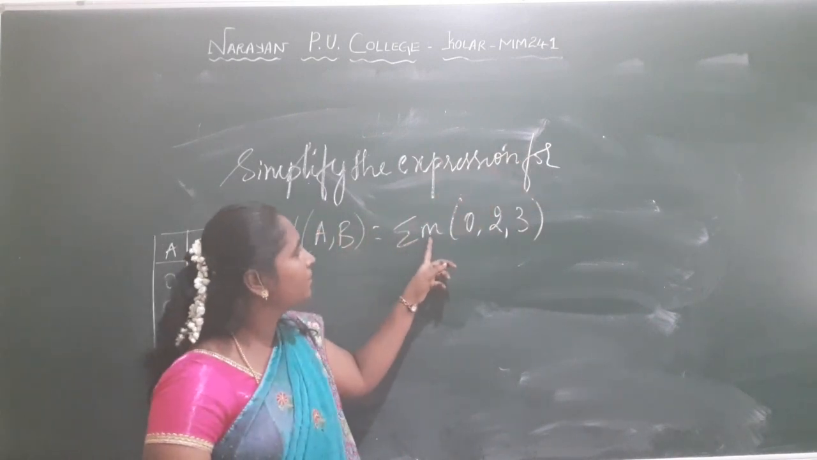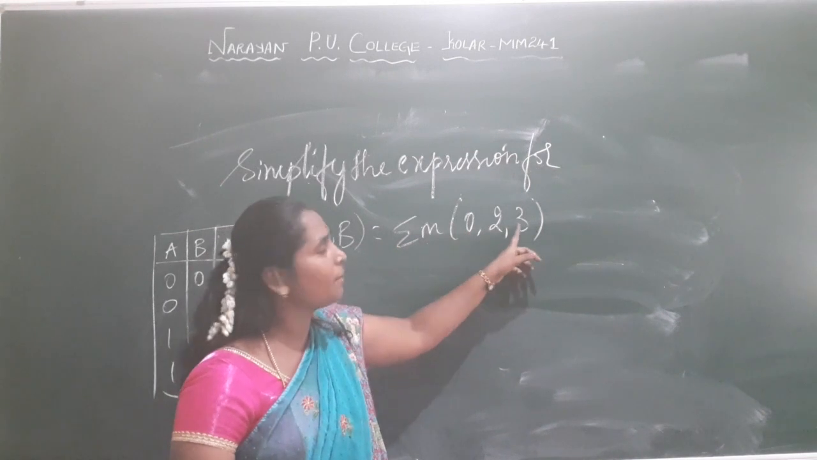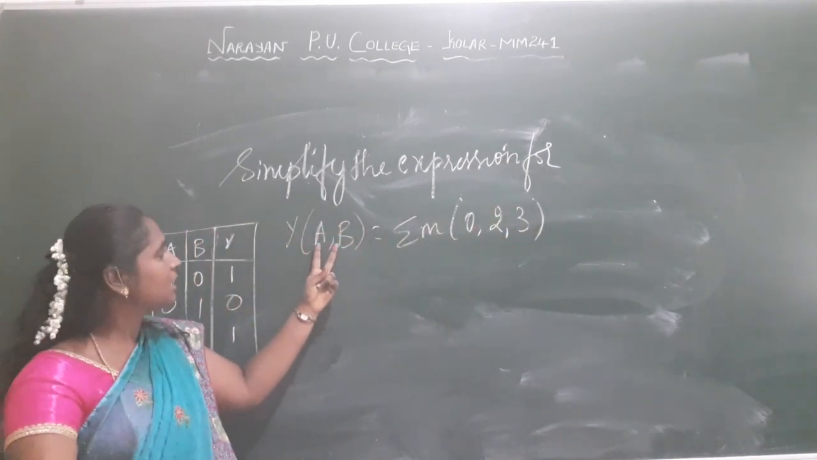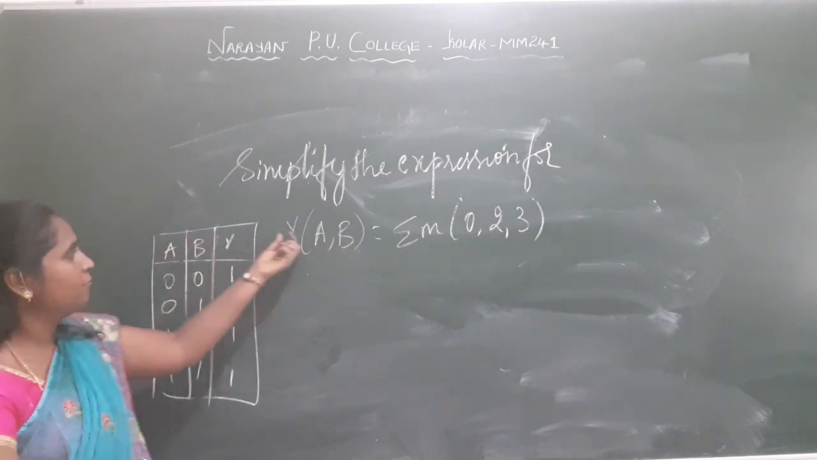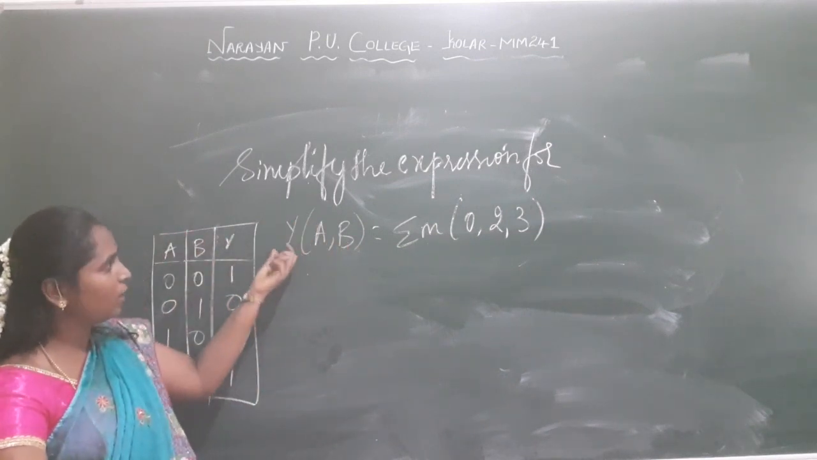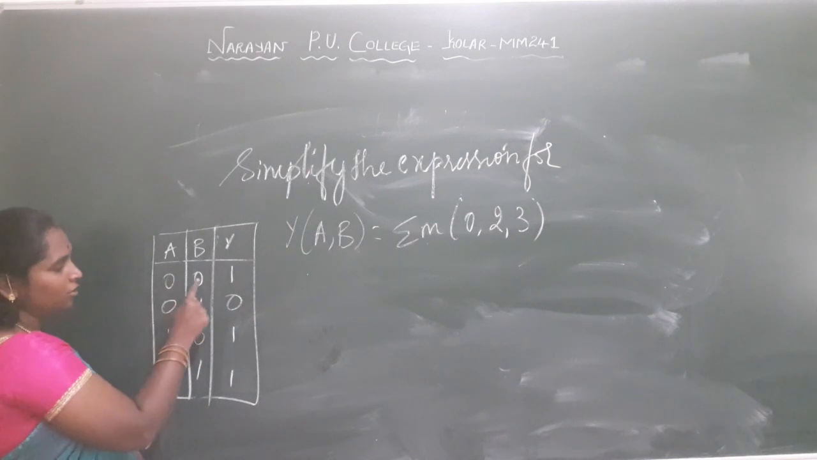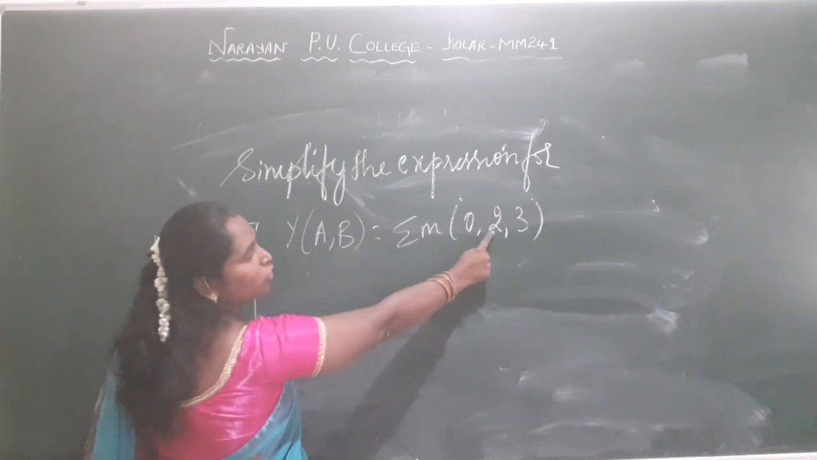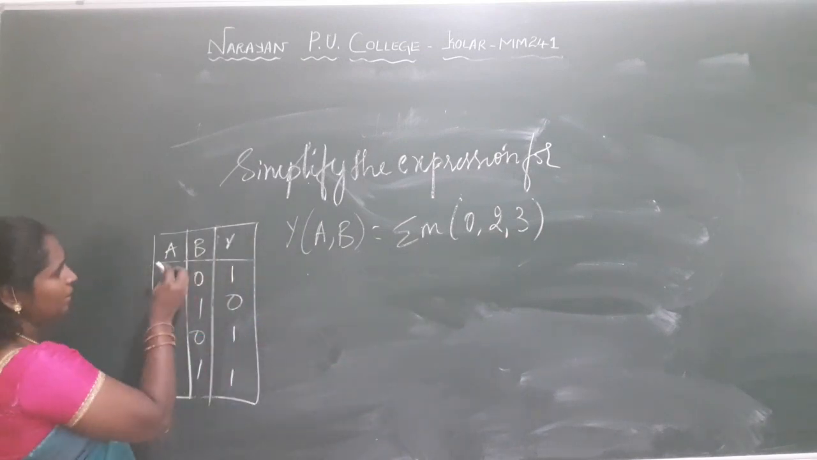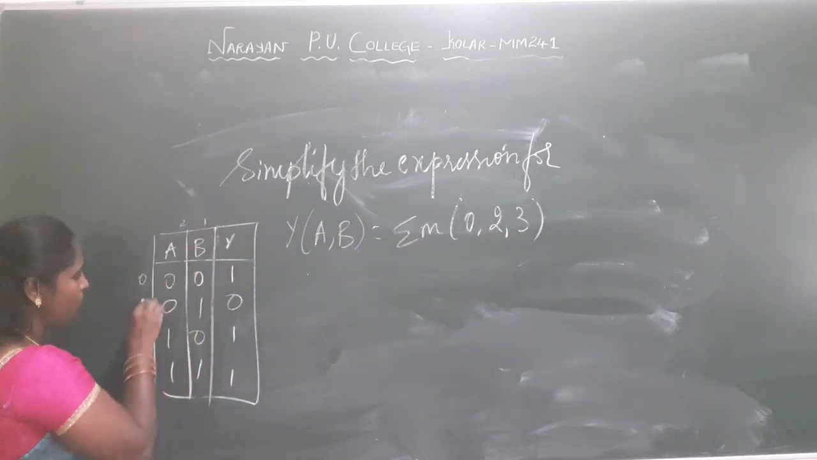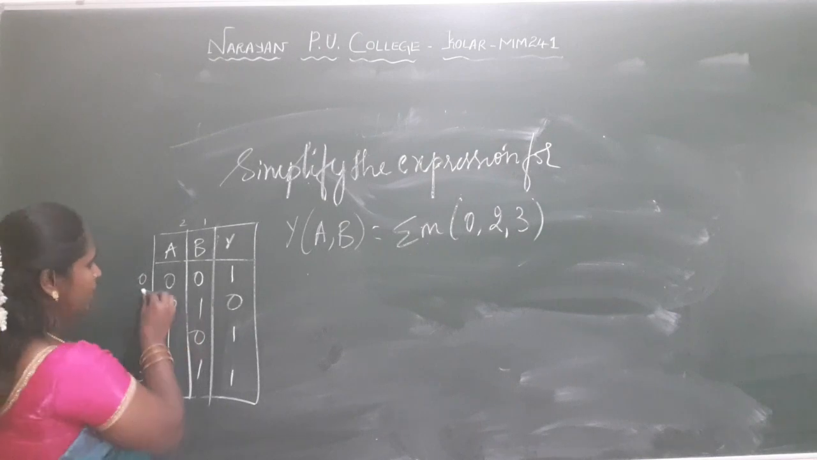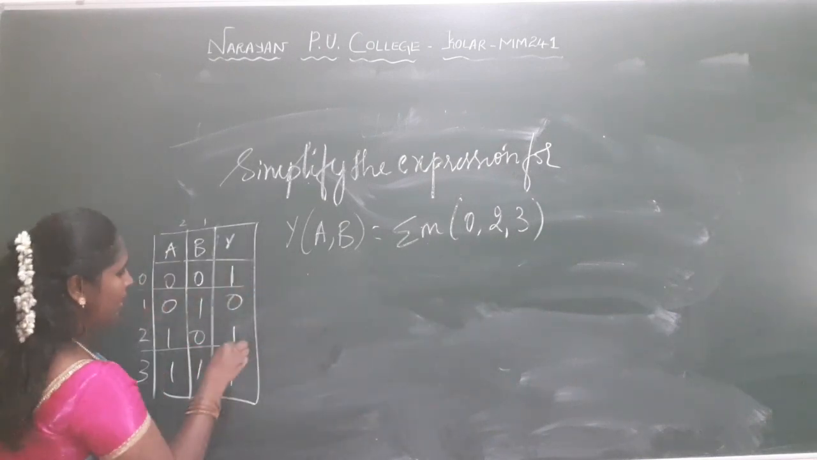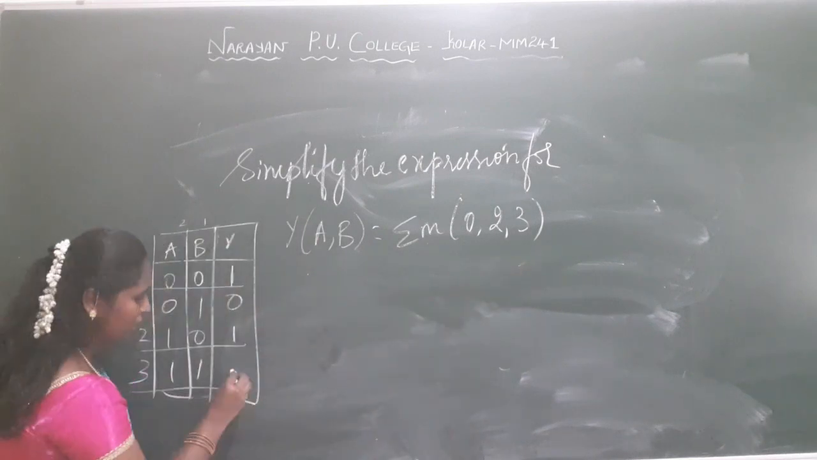Next question: simplify the expression for y of function a comma b is equal to summation of m, that is minterms 0, 2, 3. For this, the inputs are a, b and the output is y. The possible combinations are 00, 01, 10, 11. The output they have given is 0, 2, 3, so in place of 0 I have placed output 1, in place of 2 I have placed 1, and in place of 3 the output value is 1.